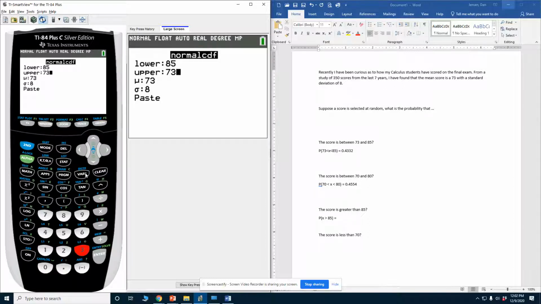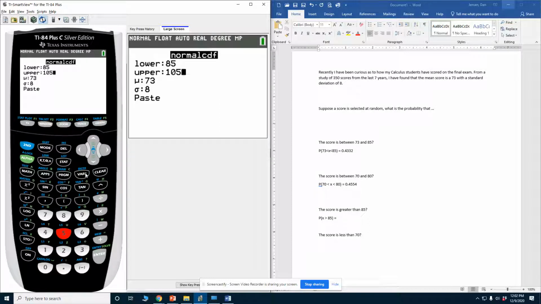So my mean is 73, plus 4 times 8. So my upper bound needs to be at least, the calculator's not going to do it there. 4 times 8 is 32. 32 plus 73 is 105.